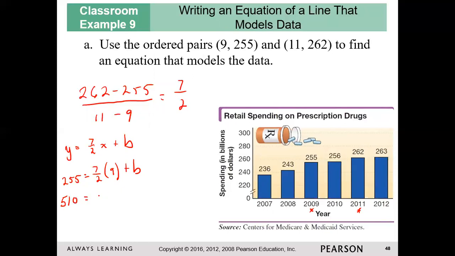So this is going to be 510 is equal to 7 times 9, because the 2's will cancel. It gives us 63 plus 2b. And then we'll subtract 63 from both sides here. And that will give us 447 is equal to 2b. And then we will divide both sides by 2. So our final equation that models this data will be y equals 7/2 x plus 447 halves.